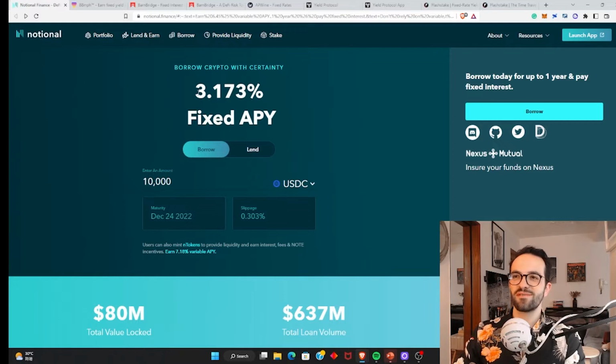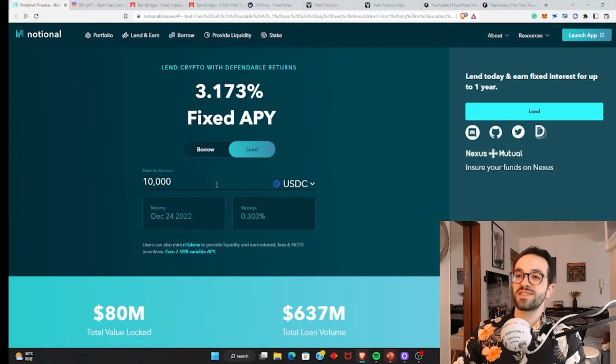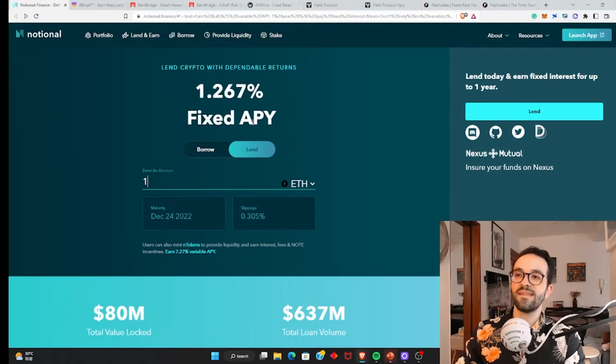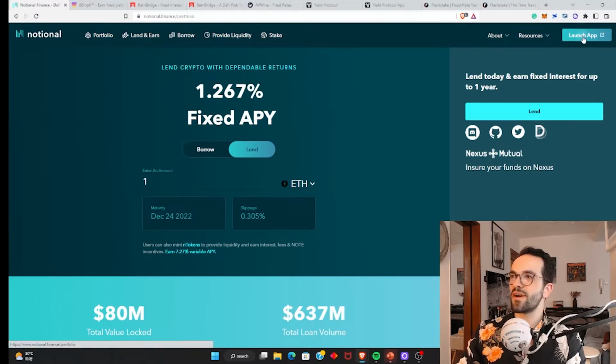Notional, as you can see here, they advertise that you can receive 3.173% fixed APY, and you can lend or borrow. Let's say in this case, if I want to lend and I want to lend ETH, I'll be able to lend 1 ETH and receive this fixed rate here. And probably this yield is lower when compared to if I go directly to the lending protocol, but it's guaranteed at least, right? And in this case, I'll deposit ETH and have a maturity on December 24. Happy Christmas.